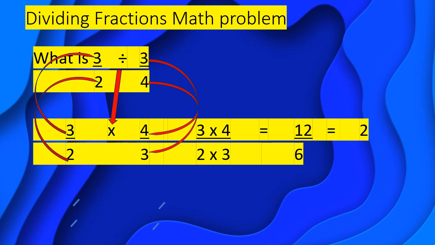So we multiply those sideways. 3 times 4 equals 12 on the top. 2 times 3 equals 6 on the bottom. 12 divided by 6, we can simplify that to be 2.